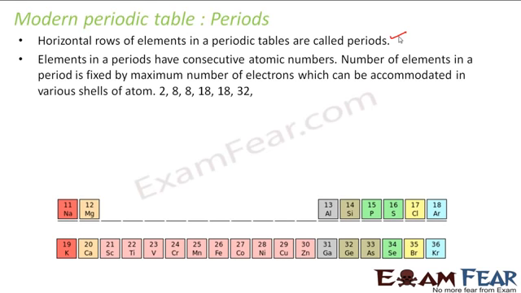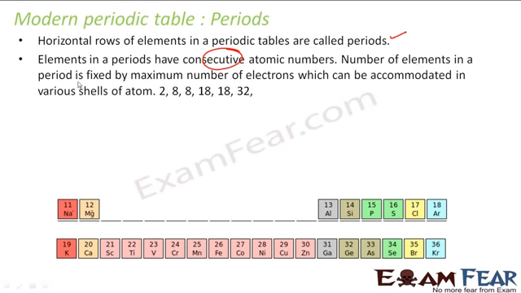For example, every period has consecutive atomic numbers. For example, this is 11, this one is 12, this one is 13, 14, 15, like this, right? So the elements in this period will have consecutive atomic numbers.